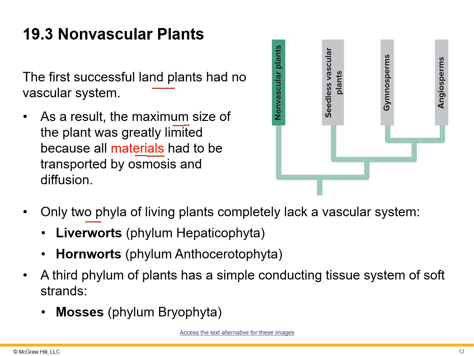So only 2 phyla of living plants today completely lack a vascular system, and those are liverworts and hornworts. So both the liverworts and hornworts do not have a vascular system. So those are the 2 remaining. Now a third phylum of plants has a very simple conductive tissue, and those are our mosses. So again, it's not quite as advanced as most vascular systems, but there is a little bit of conduction occurring. So again, liverworts and hornworts, completely no vascular system. Mosses, a very simple idea of transport.